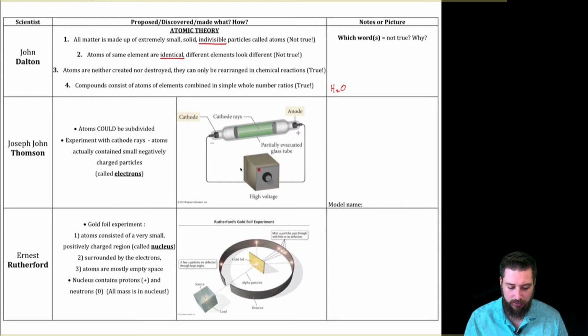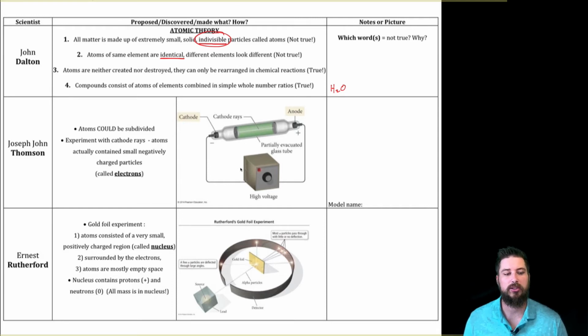Let's go ahead and move on to the next fellow here. We have J.J. Thompson, Joseph John Thompson. What he discovered is that atoms could be subdivided. That's why John Dalton's indivisible particles is actually not correct, because he discovered that they could be divided. Particularly, he discovered the electron.